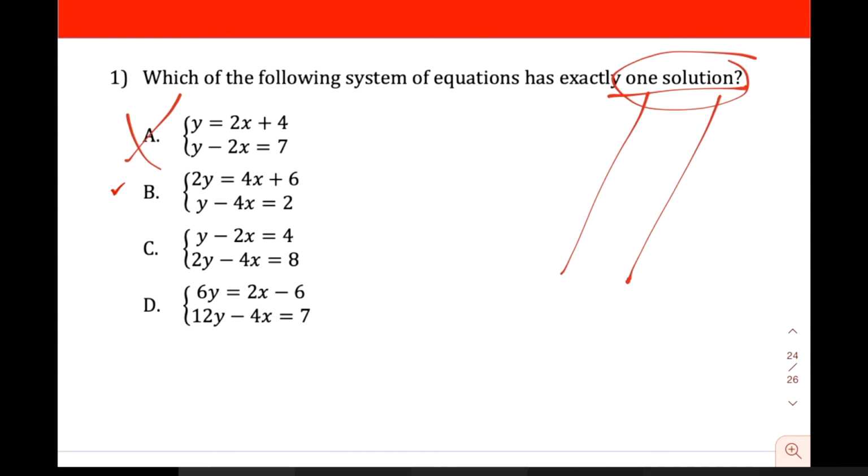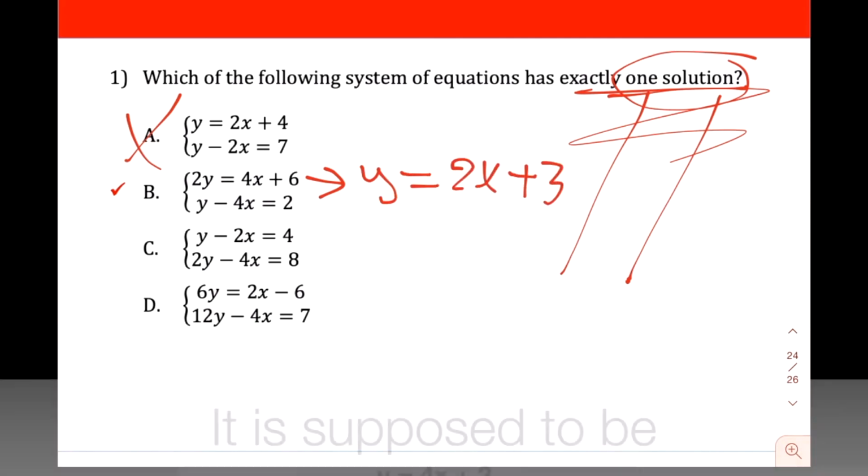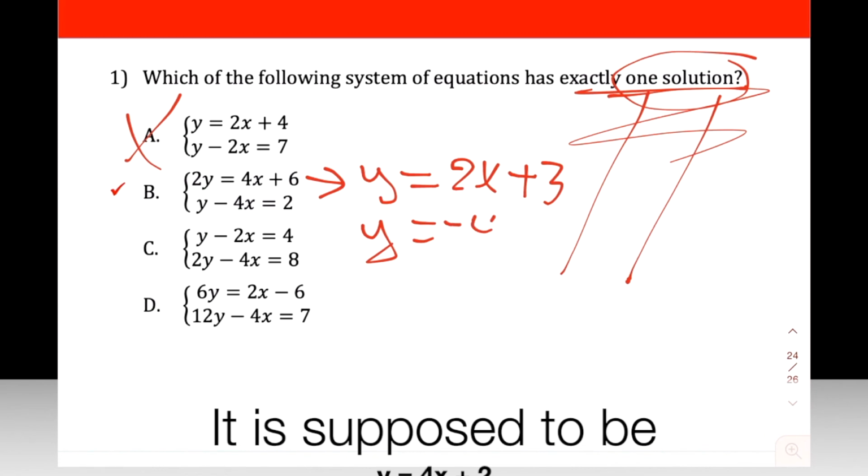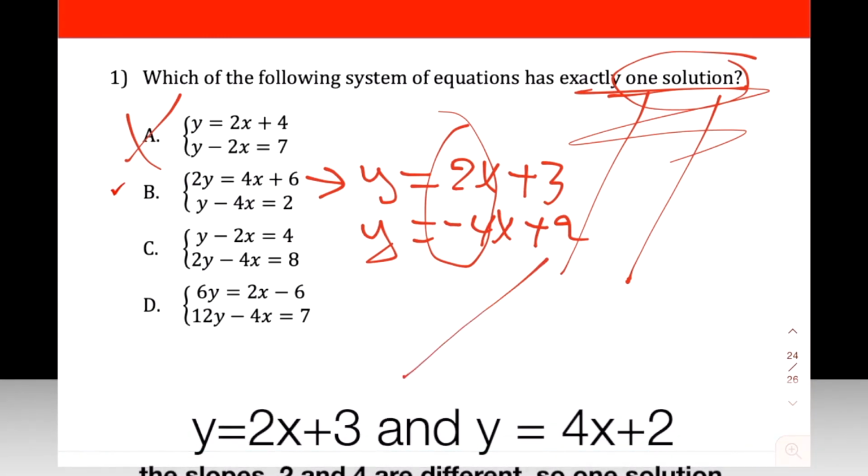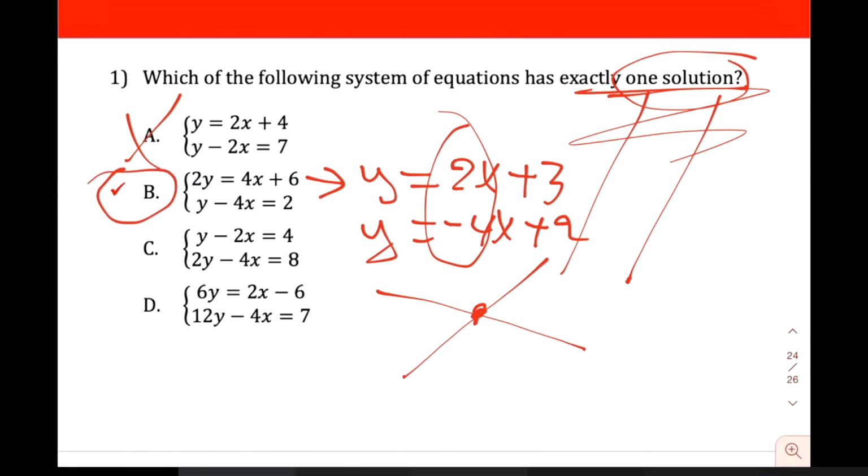Now for B, okay, actually without solving, just make it slope-intercept. Divide by 2 each side, you get y equal to x plus 3. And here y equal negative 4x plus 2. As you can see, they have different slopes. That means they are not parallel. One of them like this, the other one like this. So this one has one solution, as you can see. Very simple. They should have different slopes.